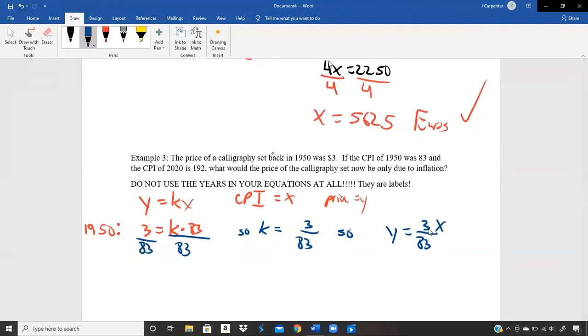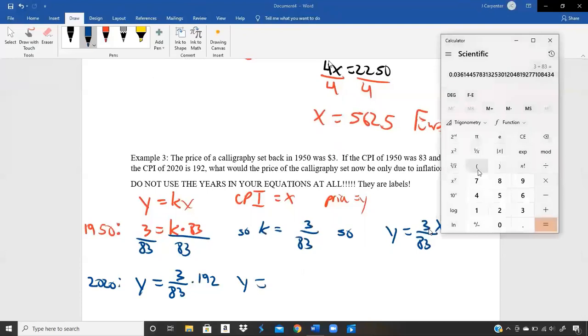Finally, we go to the 2020 scenario, which was a CPI of 192. CPI is x, so plug that in for the x. So we get y equals 3 over 83 times 192. Well, there's no algebra to do there. We just got to multiply and divide. So we take the 3 divided by the 83 times the 192, and then we'll round this value.